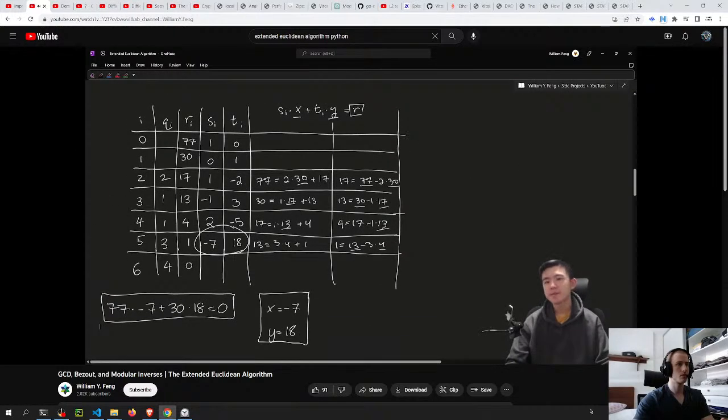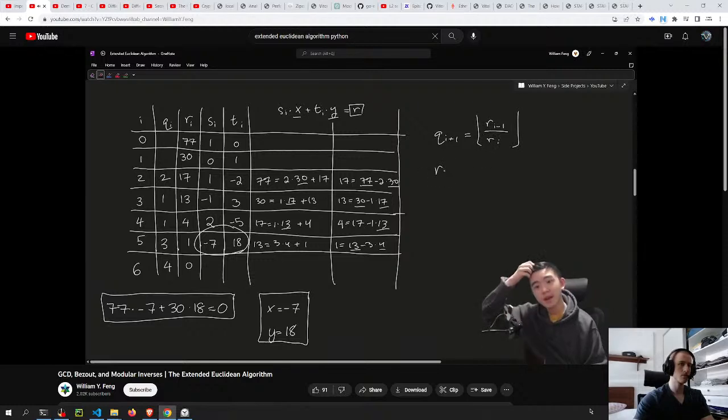Now, how do we generalize? This is probably written better in code, but for a given step, q_{i+1} is just the floor of the previous remainder r_{i-1} over r_i. The remainder r_{i+1} is r_{i-1} modulo r_i. Let's look at s_i and t_i.